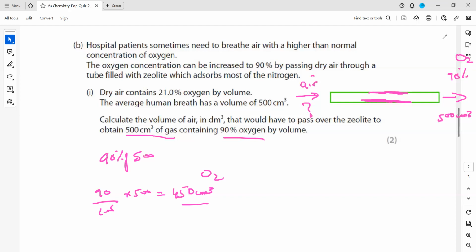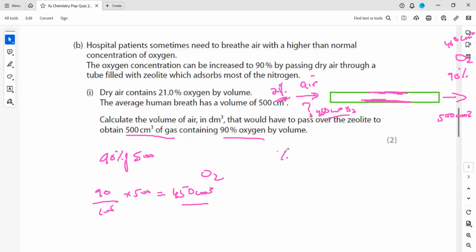If there is 450 cm3 of oxygen here, how much oxygen is present in the air? That is also 450 cm3, because the oxygen amount is not changing. The only thing that changes is the amount of nitrogen in the mixture. So 450 cm3 of oxygen is actually 21% of the air.